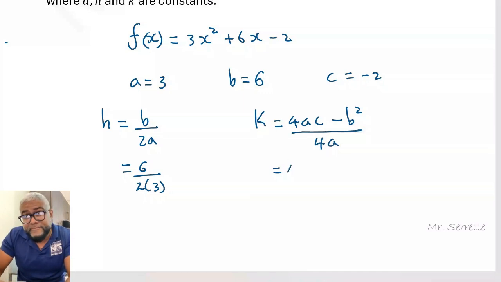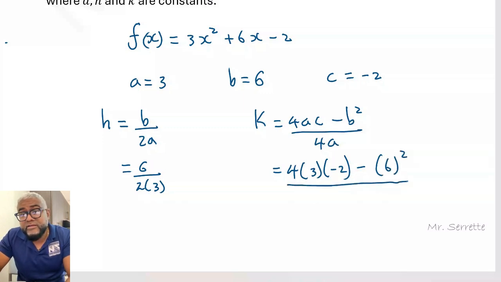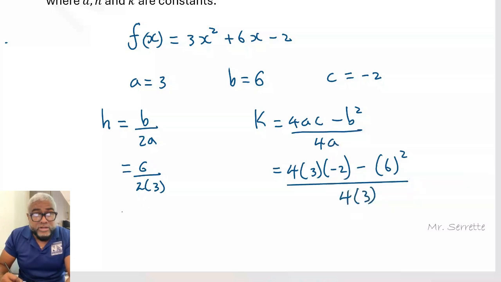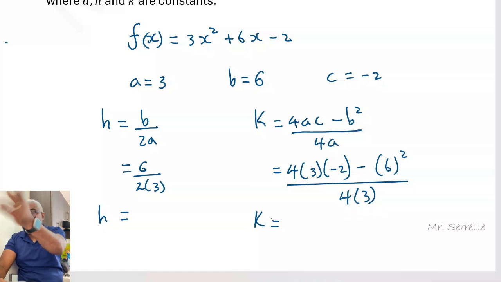So let me go, for K, 4 by what? Minus, what is B? 6 squared all over 4 multiplied by 3. So let's work. Somebody give me H, somebody give me K. Here I'm working out the whole top, pressing equal, and then dividing by 12 for K. For H, it will be 6 divided by 6, which is 1. So H is 1.